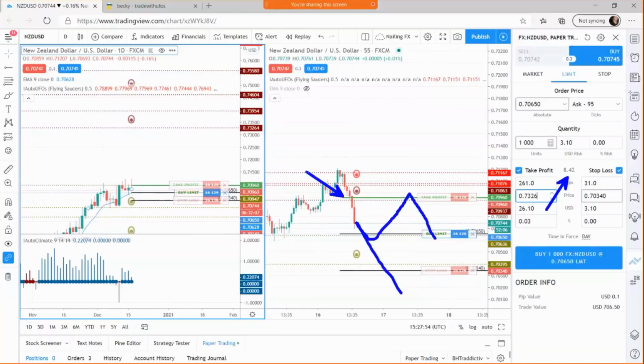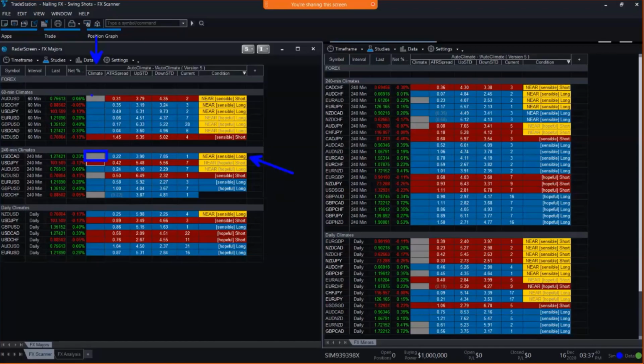In that column, if we look at this column here, you'll see we have blue boxes, we have red boxes, and we have grey boxes. The blue boxes are telling us that we have that confirmed climate on the auto climate. So it's a confirmed upwards climate. The red boxes are telling us we have a confirmed downwards climate, so probabilities to the up or downside.